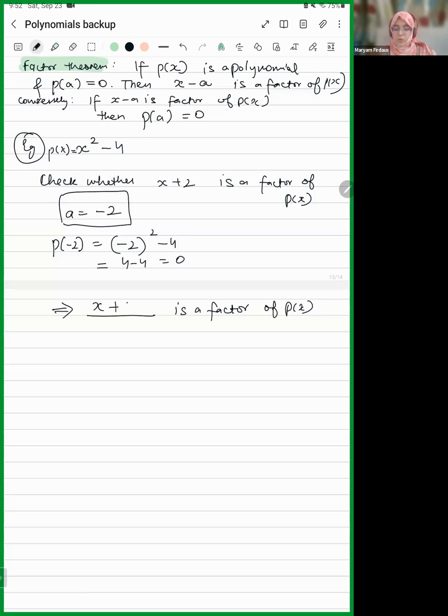x plus 2 is a factor of P of x. Is this fine? Yes.